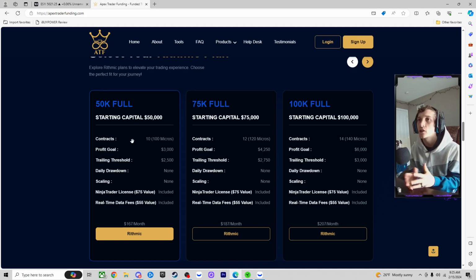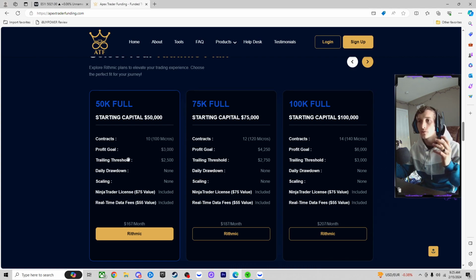Let's just say you had 5 ES contracts and 5 NQ contracts. You're maxed out right now. Once you sell them, you have access to all those contracts again. We'll get into the micros in just a minute, but let's just focus on the left number there. So you have 10 contracts, $3,000 profit target. Now it seems unrealistic, but trust me, you can get there very quickly in the futures market.